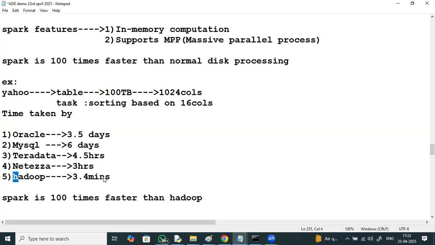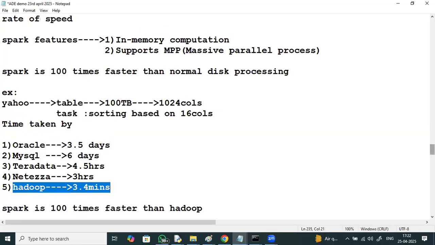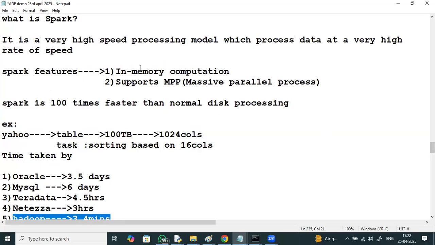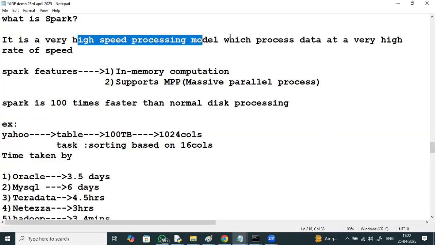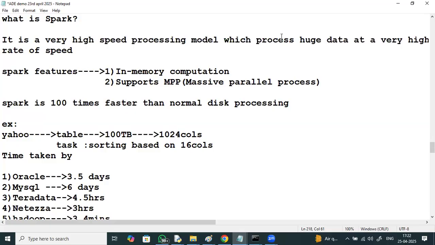In Azure Databricks, we have Spark processing. What is Spark? A very high speed processing model. Talk about data engineering, who is processing? Spark will be processing. It's a very high speed processing model which processes huge data at a very high rate of speed.